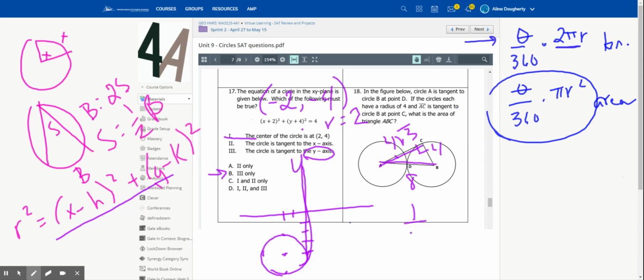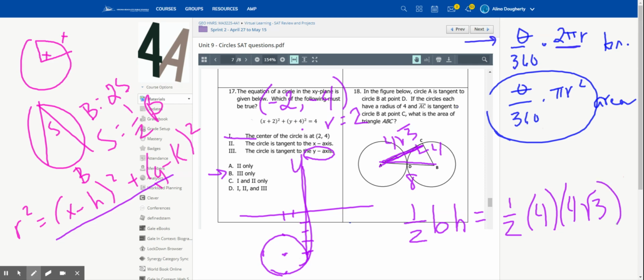So we want to do 1/2 base times height. The trick here is to think about what this height is. If you didn't recognize it as a 30, 60, 90, you could do the Pythagorean theorem. 8 squared minus 4 squared is going to give you whatever the decimal is for 4 square root of 3. That's going to work as well. So then we're going to do 1/2 base, which is 4, times the height, which is 4 square root of 3. When you put all of that into the calculator, you should get your answer.